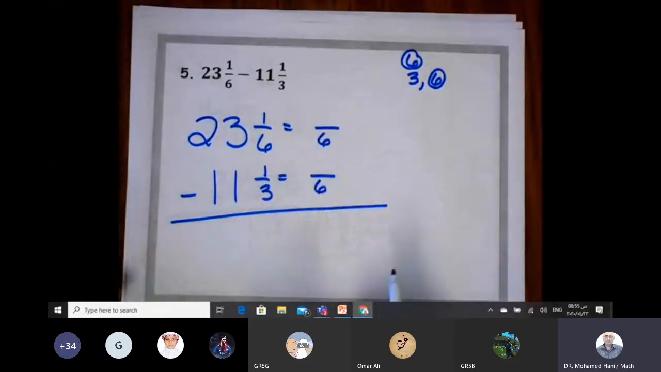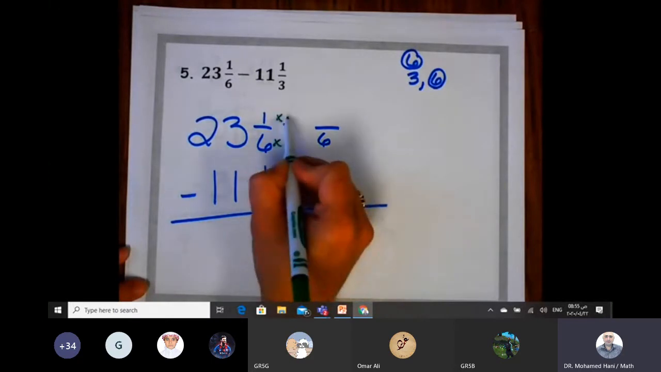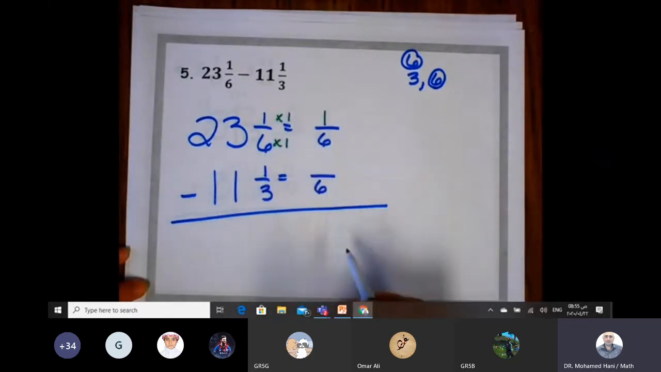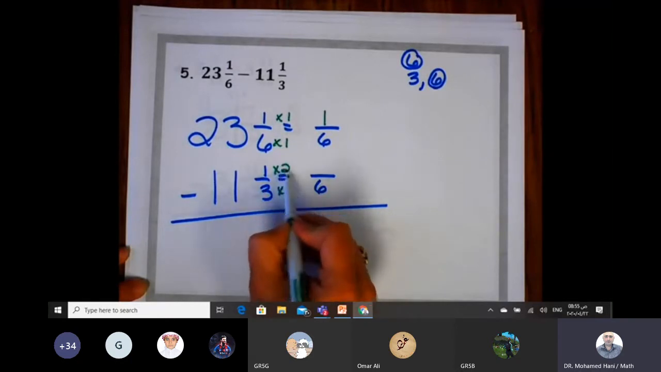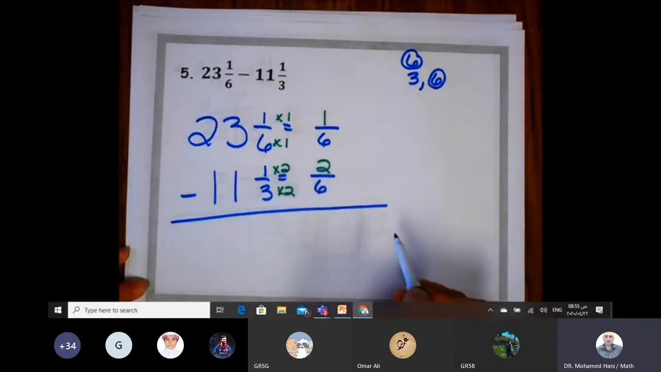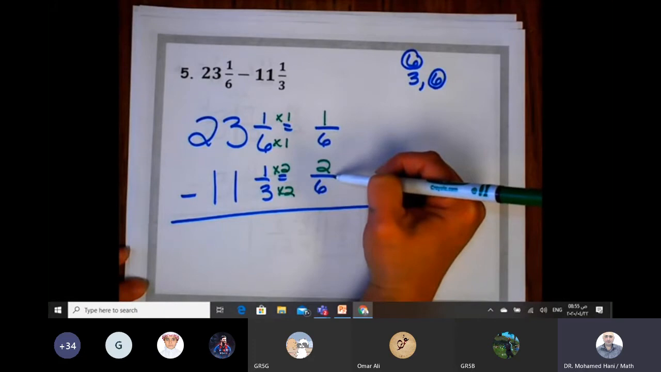So now I need to find my equivalent fractions. 6 times 1 is 6, so 1 times 1 is 1. 3 times 2 is 6, so 1 times 2 is 2. Now let's see if we can subtract. Can we do 1/6 minus 2/6? No, we cannot. So we're going to have to borrow.